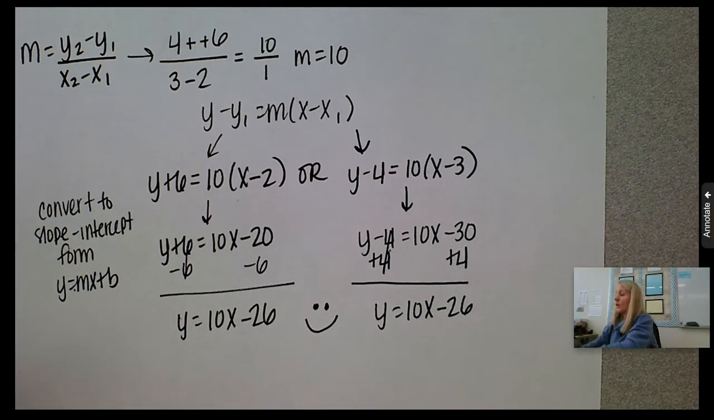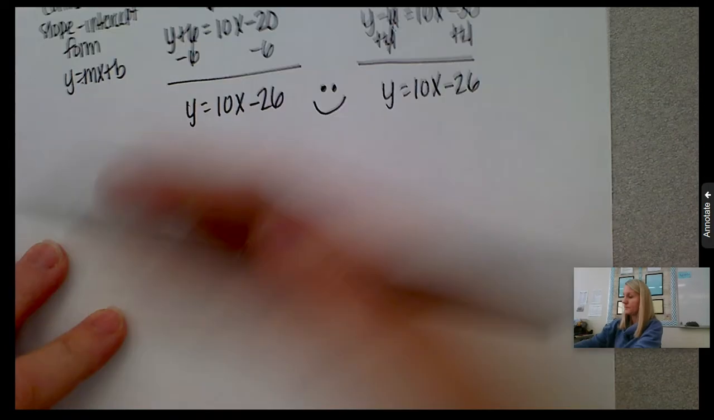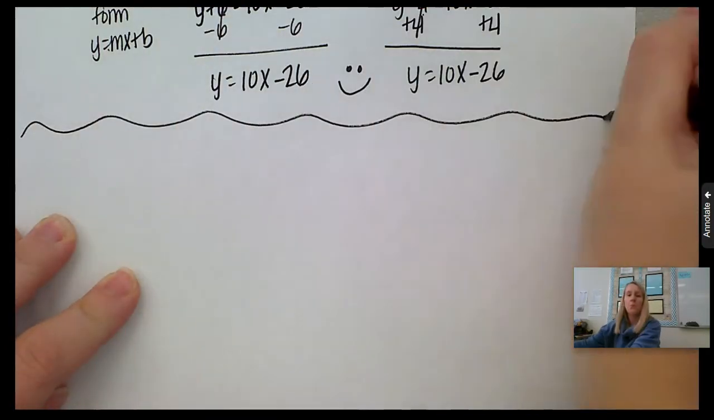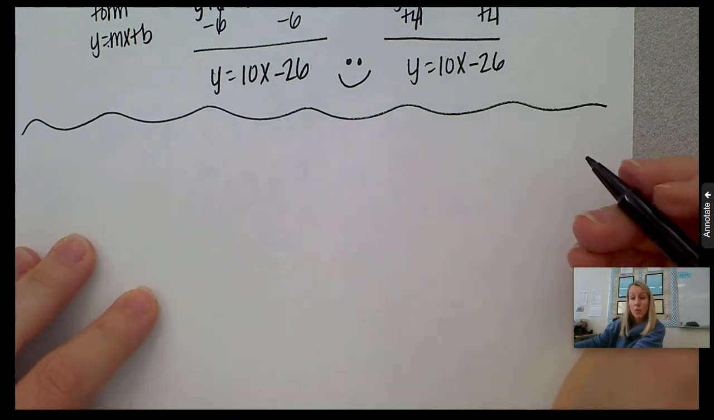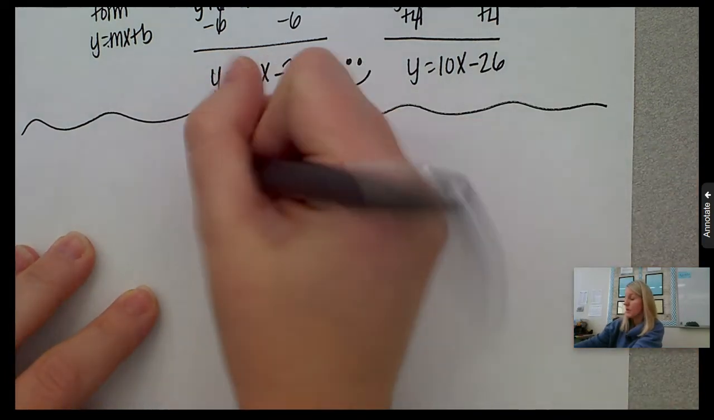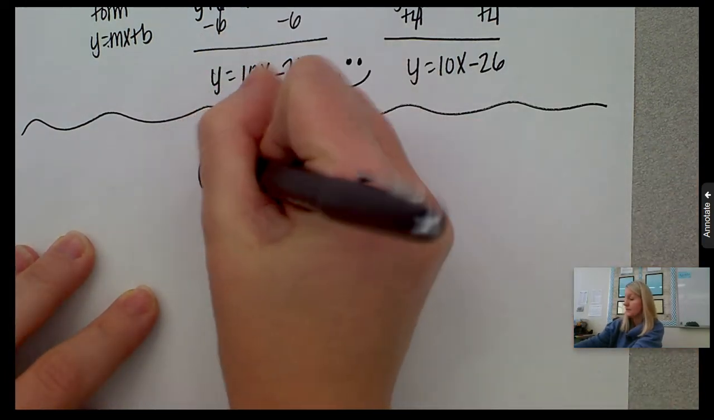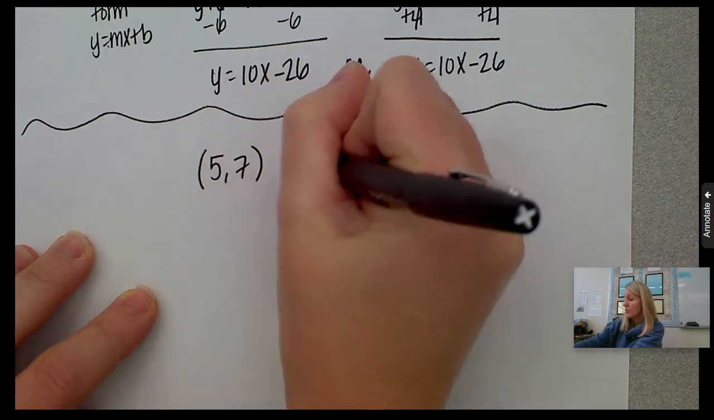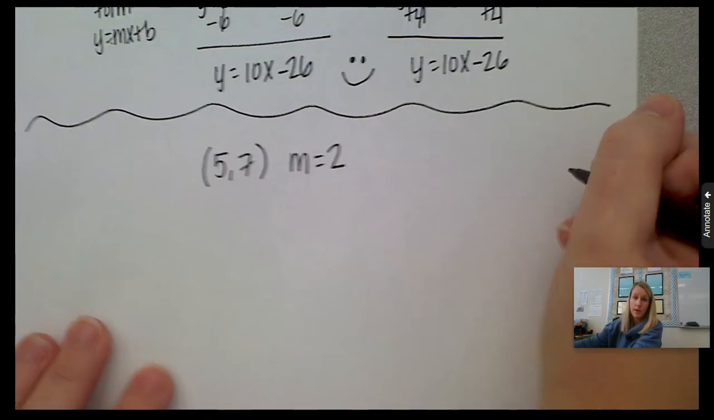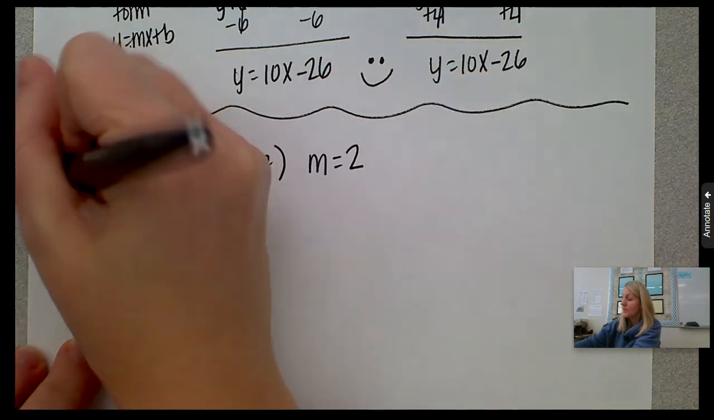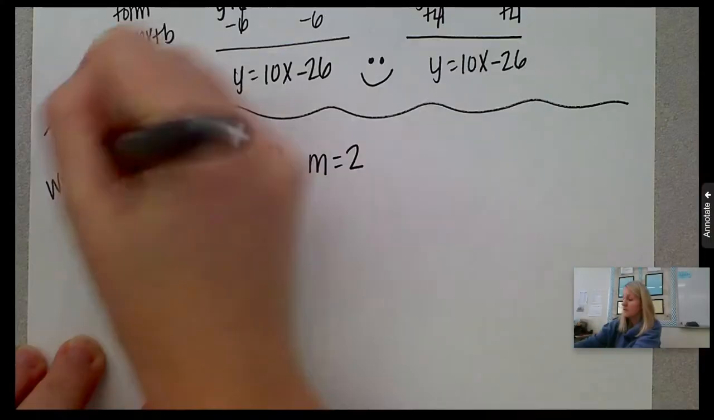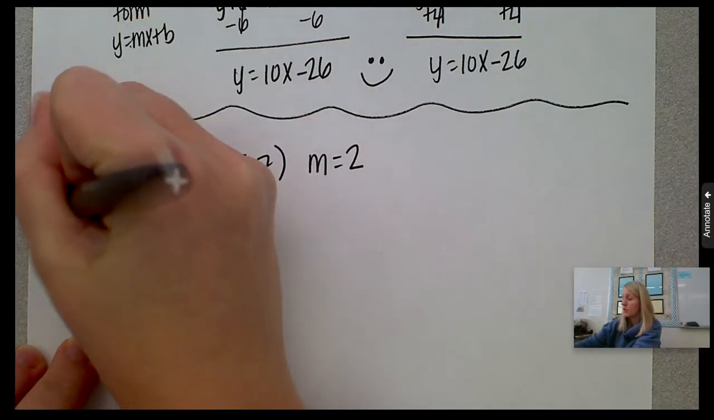Okay. So what I'm going to do is I'm going to give you a point and a slope. So we're going to use the point (5, 7) and the slope is 2. Okay, so that's not bad. But this time I'm going to say write an equation in slope intercept form.